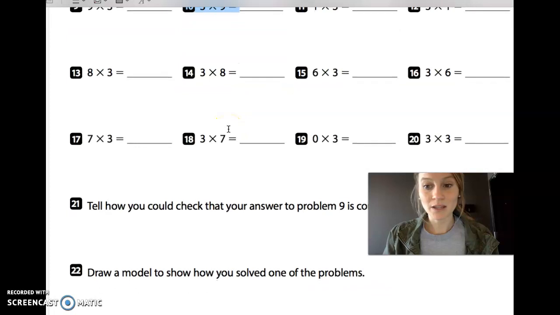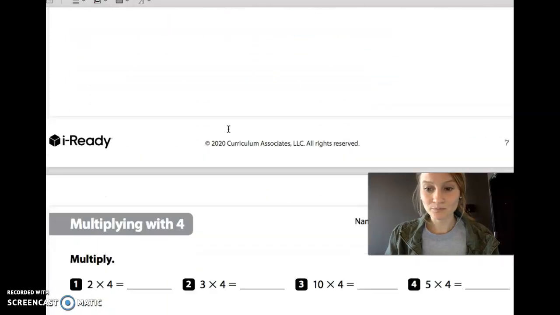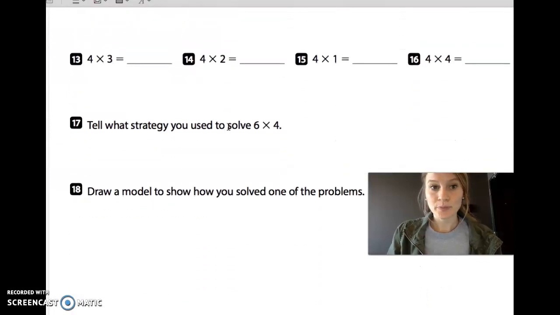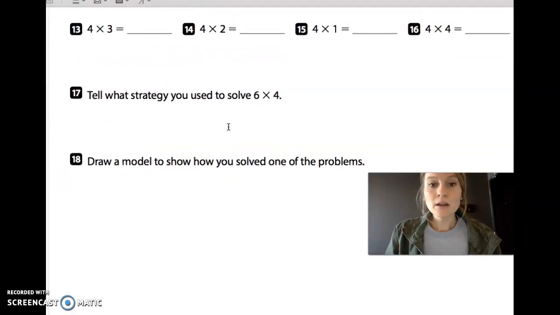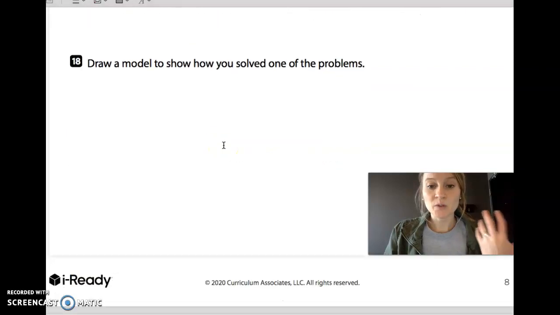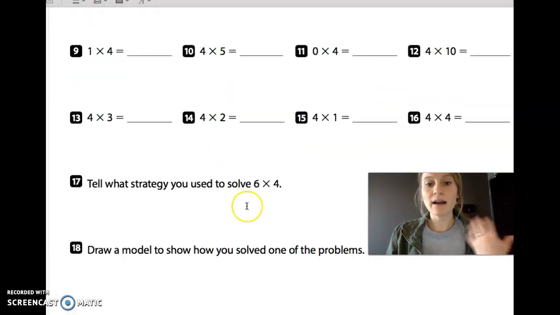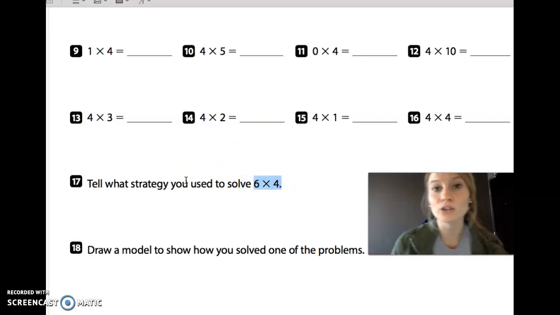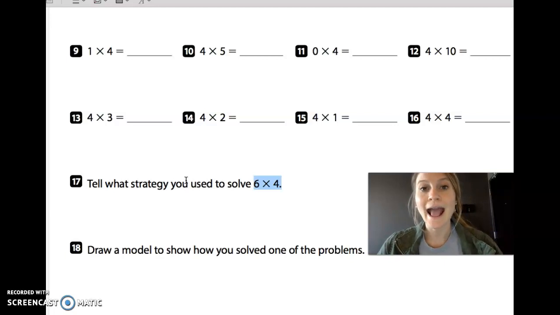Okay? Good luck. You guys are going to do great. And the last page you have is times 4. So for this one, think about, again, what we've been doing this whole time. You're going to be talking about how you solved 6 times 4. What's your strategy? And we do this in class every day on the carpet when you share your work with a partner. How did you solve 6 times 4 or 4 times 6? How did you do it? Show me a picture. Explain with your words how you did it.